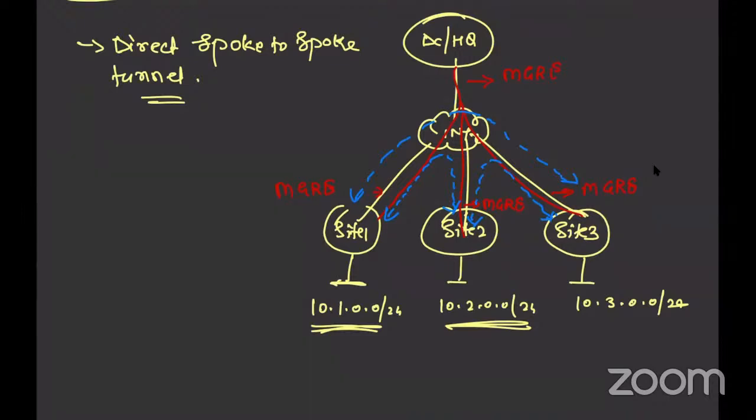And if it is not going to change the next hop, then the next hop is going to be site 2. So your traffic from site 1 can go directly to site 2. Okay, so this is what it depends on.